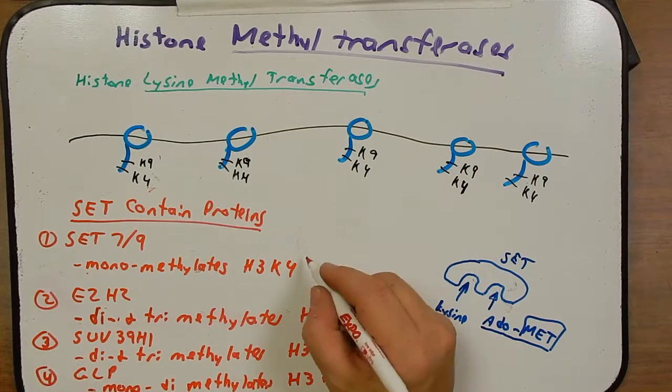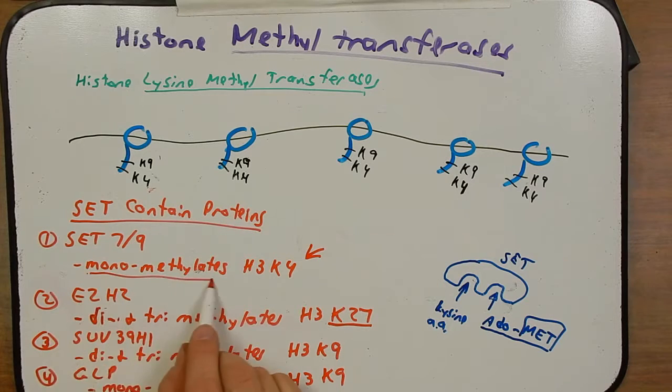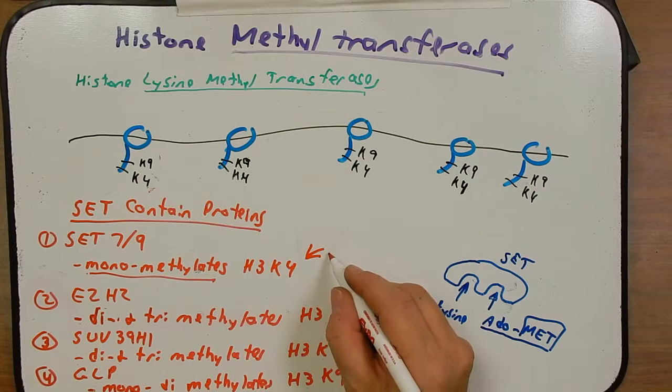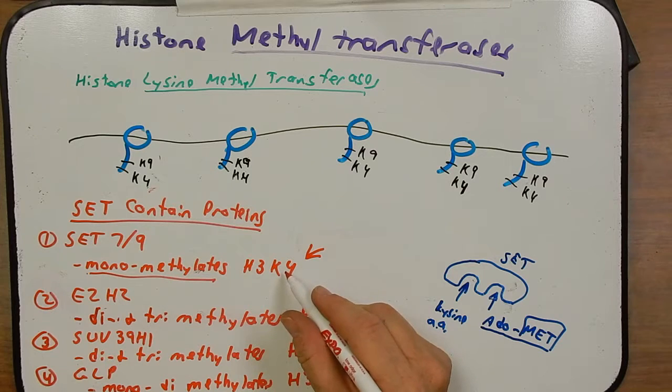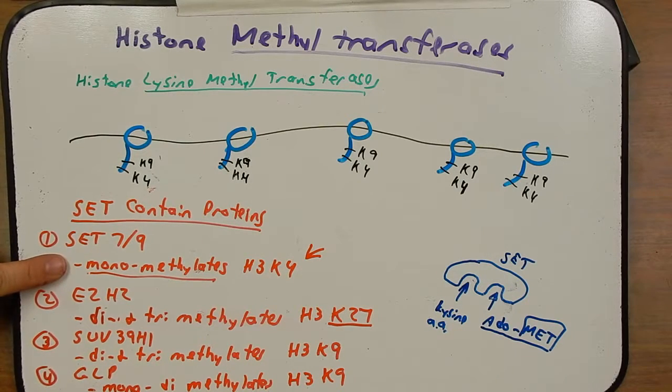Okay, before we move on, I realized I didn't mention something about SET7/9. Remember, I said it adds a mono-methyl group to H3K4, and I said it couldn't add a second or a third. So there must be another enzyme that can add a second or third methyl group to H3K4. And that's the one I want to talk about next. I'm going to have to erase this so I have the room. But I wanted you to recognize that MLL1 could possibly work in concert with SET7/9.